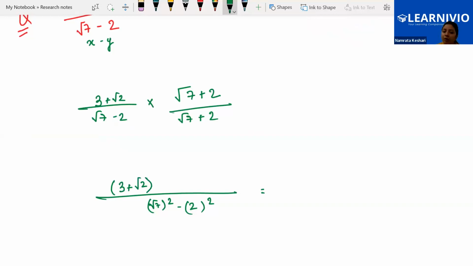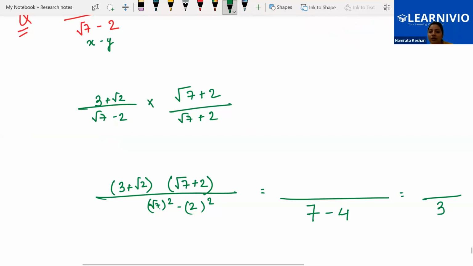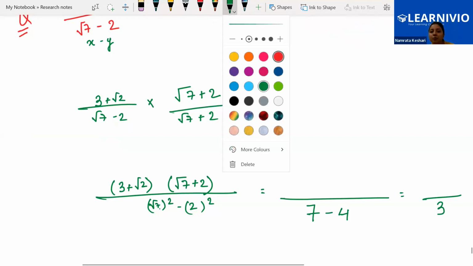With the help of this question, I am also trying to explain how to do the simplification we have in the numerator. However, the denominator is quite simple. Root 7 square is what, Shamya? Ma'am, 7. Only 7. Minus 2 square is 4. 7 minus 4, we got 3 in the denominator.